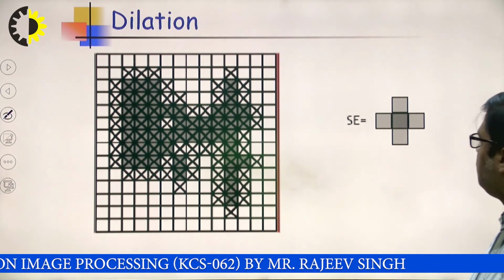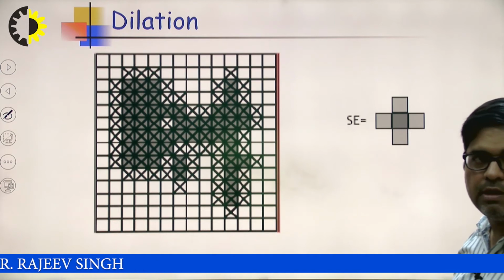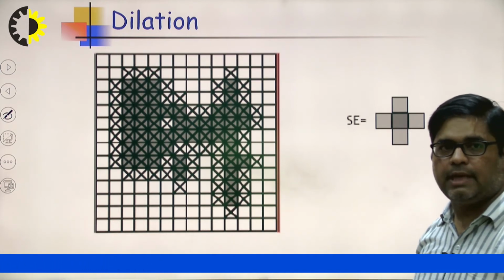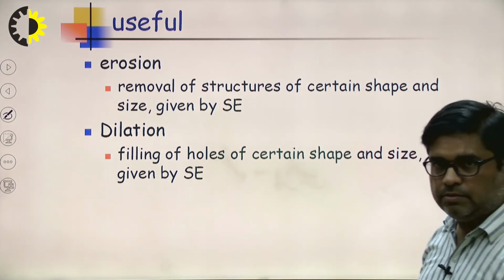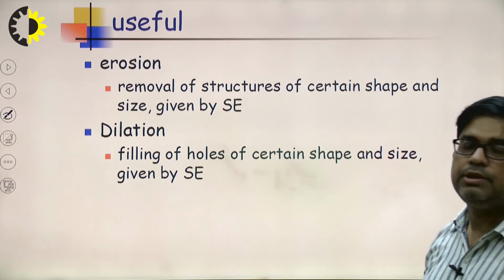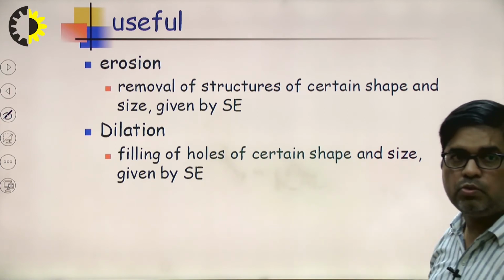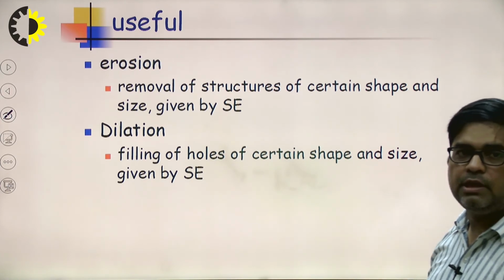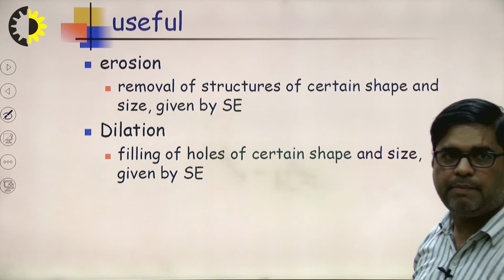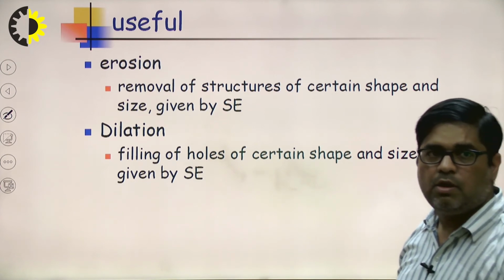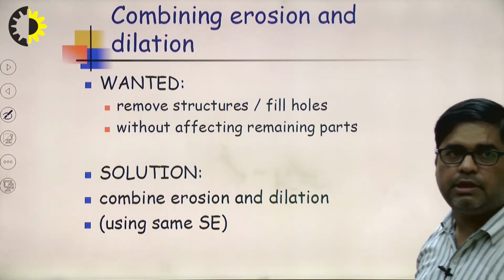Here is the example with the next structuring element. We can see that when this plus-shaped structuring element is applied over the image, the answer is like this. Now, usefulness: as I told, erosion is used to sharpen the boundary of the foreground objects, and dilation is used for filling holes, filling the distorted portion of the object. Erosion is the removal of structure of certain shape and size given by the structuring element, and dilation is the filling of holes of certain shape and size given by the structuring element.